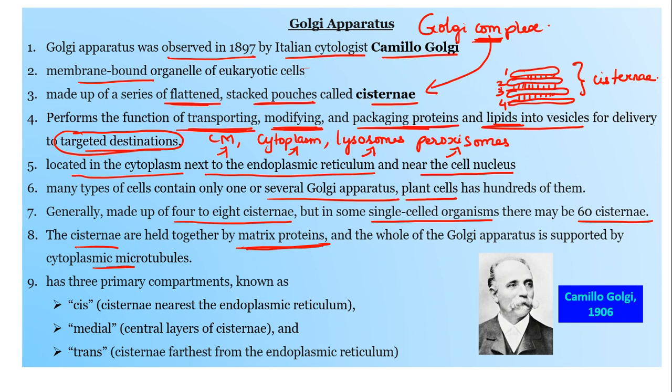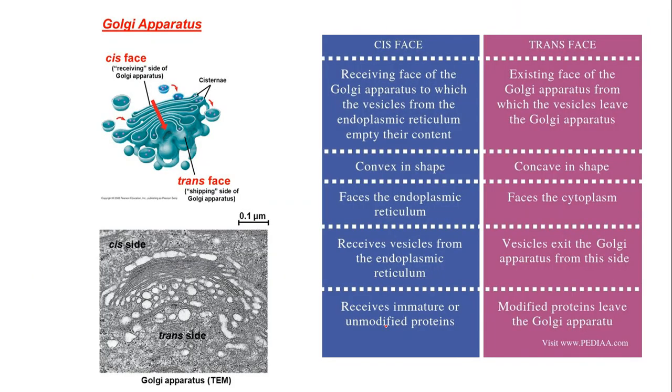And if you look at these cisternae, there are three compartments. One is the cis compartment, the second one is the medial compartment, the third one is the trans compartment. The cis compartment is close to the endoplasmic reticulum. The cisterna in the middle is called the medial compartment. The trans compartment is far from the endoplasmic reticulum. Let me show you the diagram here, right? Just look at this diagram here.